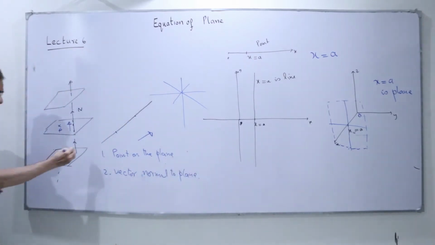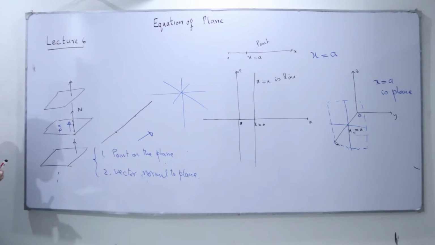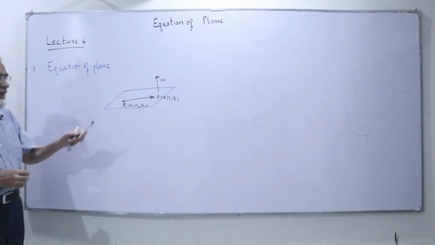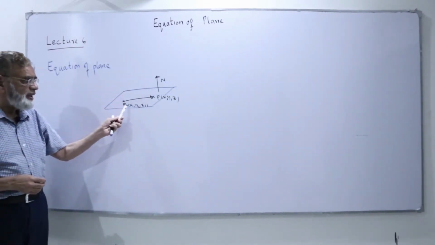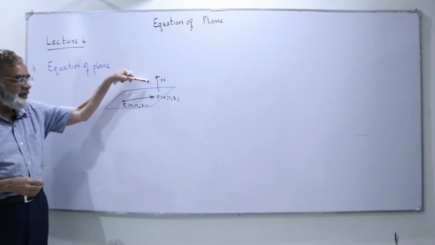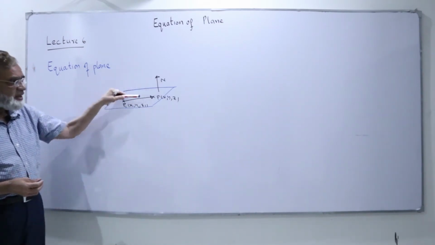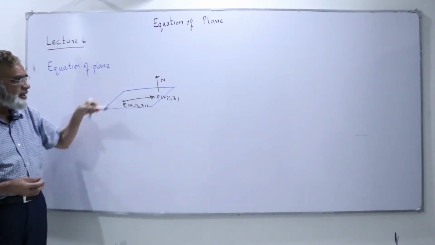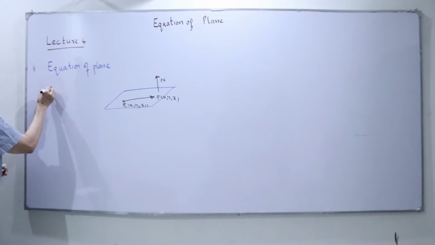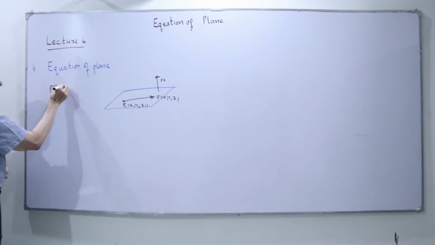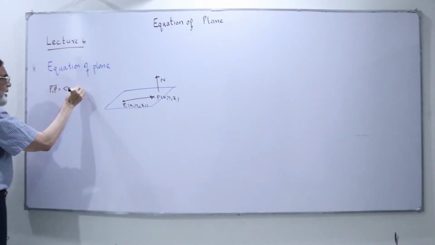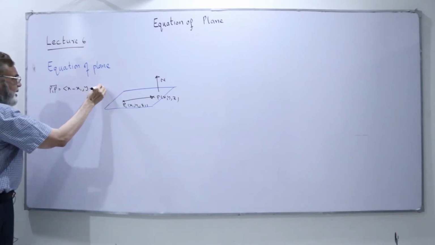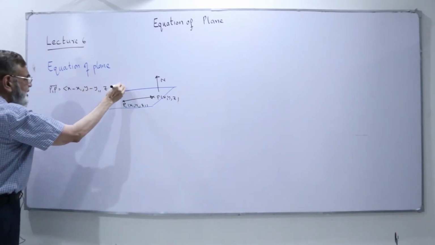So we use this idea that we have a point on the plane and a vector normal to the plane. With the help of this, we can derive the equation of the plane. As I said, we need 2 things: a point, x1, y1, z1, and a normal vector to the plane. Another point P is anywhere in the plane. So we get a vector in the plane, P1P, equal to x minus x1, y minus y1, and z minus z1. This is any vector in the plane.